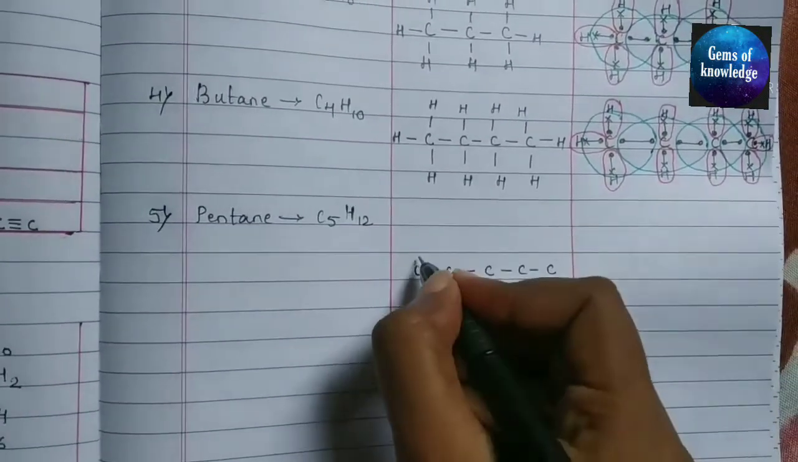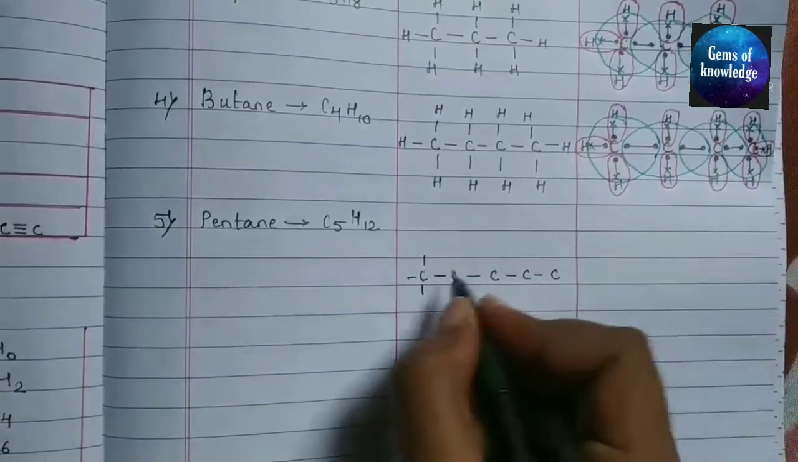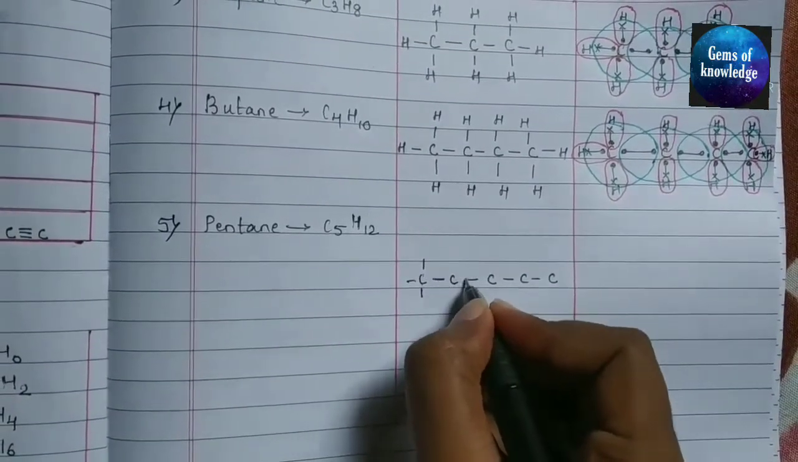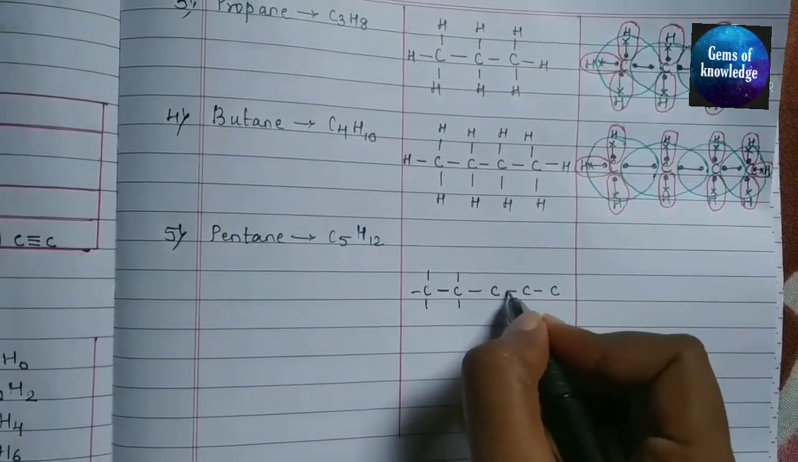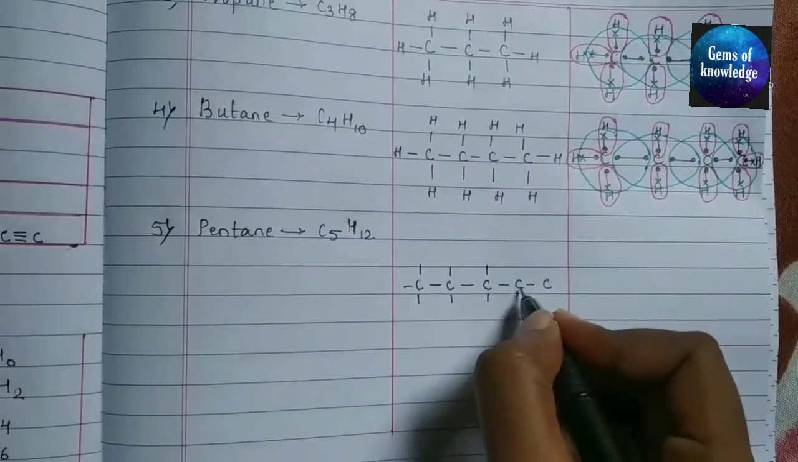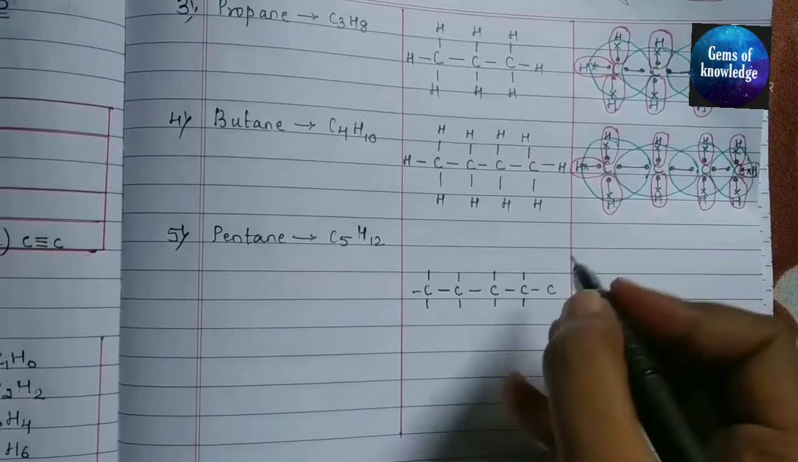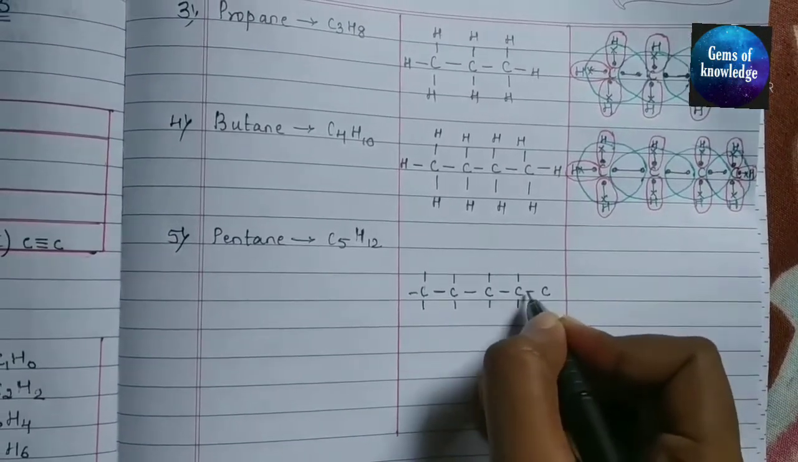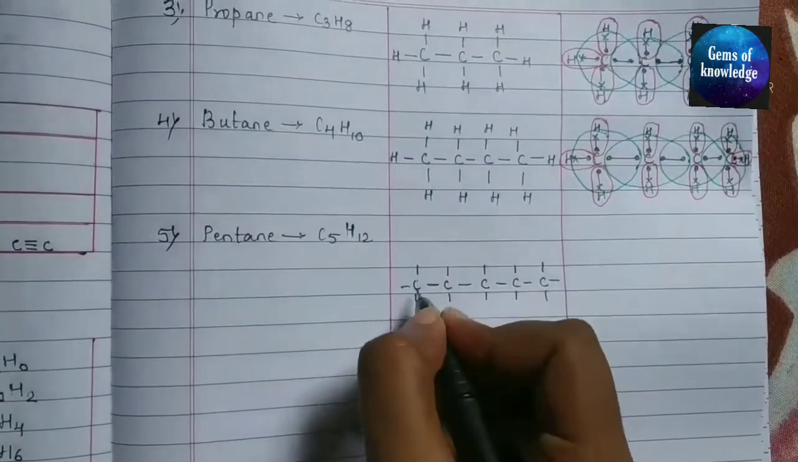Then this is having only one bond, so we need 3 bonds here. This carbon is having 2 bonds, we need 2 more bonds. This carbon is having 2 bonds, we need 2 bonds to make it 4 bonds. Here also this is having 2 bonds, we need 2 more bonds to make it 4. This last carbon is having only 1 bond, but we need 3 more bonds, to make 4 bonds.